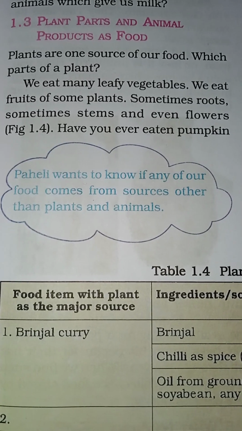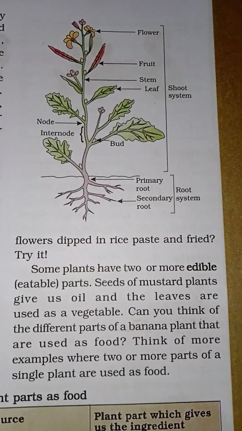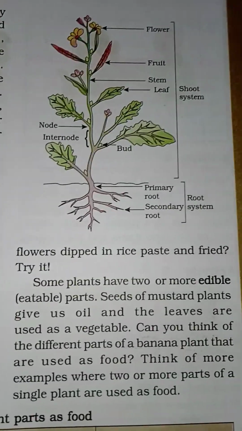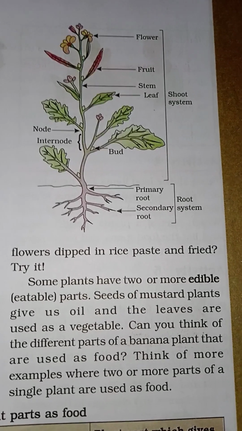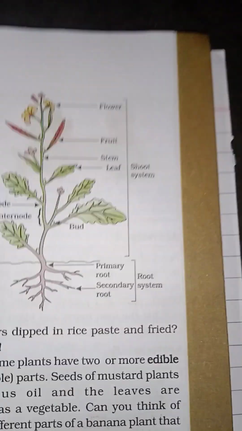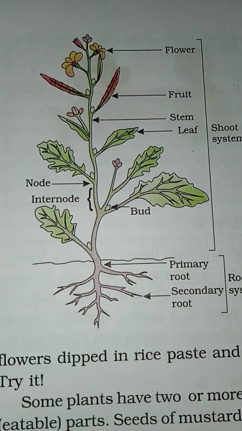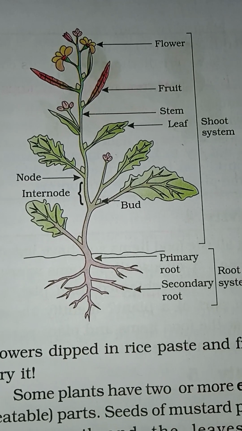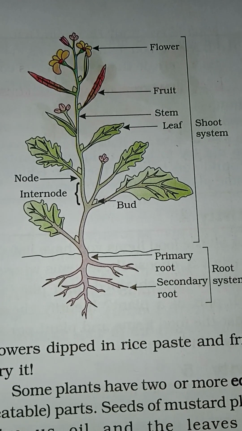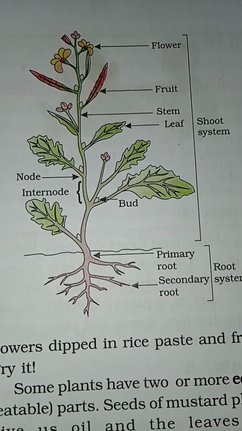Figure 1.4. Have you ever eaten pumpkin flowers dipped in rice paste and fried? Try it. Some parts of plants are given here. This is a flower, fruit, stem, leaf, node, internode, bud.